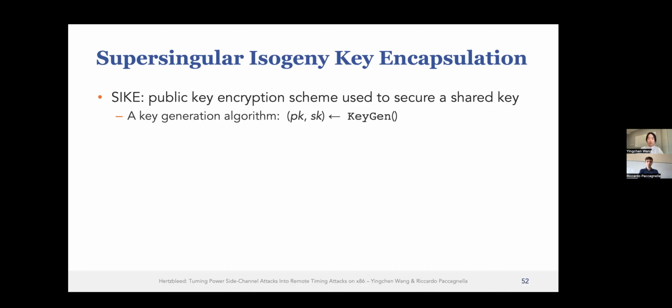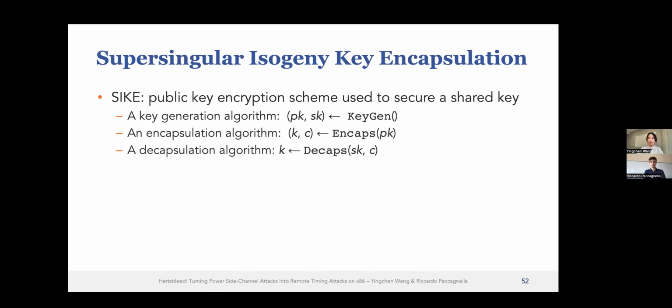First, it has a key generation algorithm that publishes a public key as well as a private key. Then it has an encapsulation algorithm that takes in the public key and outputs a shared key as well as a ciphertext of the shared key. In the end, it has a decapsulation algorithm that takes in the secret key and the ciphertext and outputs a shared key. Observe that the ciphertext C can actually come from anyone, a malicious attacker or an honest user. So this C can be anything.